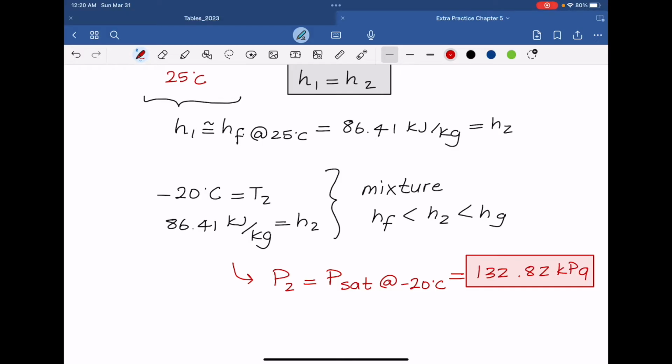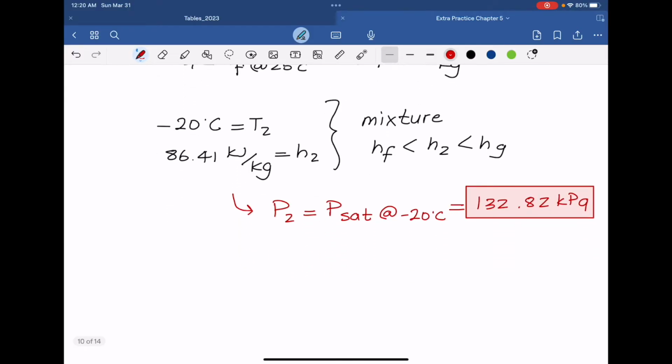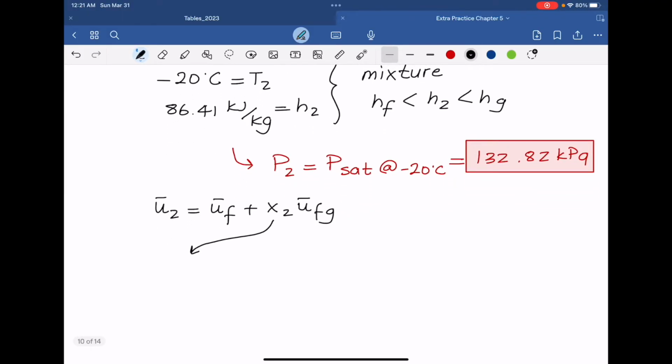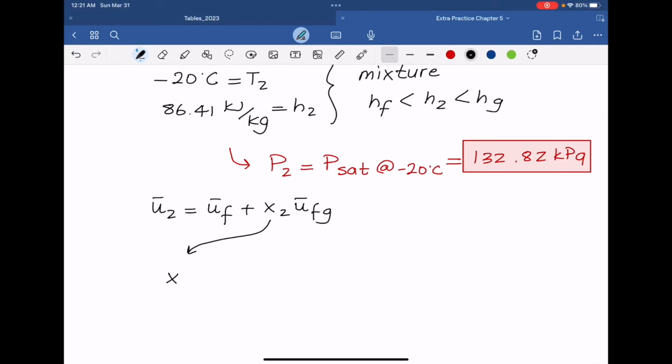But when it comes to other properties like the specific internal energy they're asking for, you need to calculate the quality first, because once we calculate the quality, we can then calculate internal energy through this equation at minus 20 degrees Celsius. The only way to calculate quality is through a known specific property, and the only known property in the second state, or the exit state, is the enthalpy. So I'm going to use enthalpy to calculate quality through this equation.